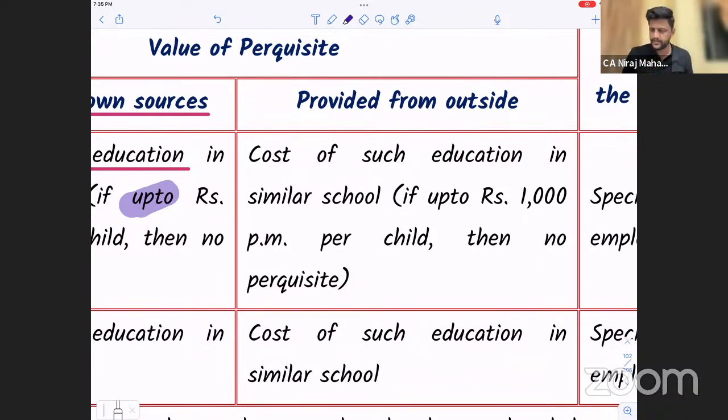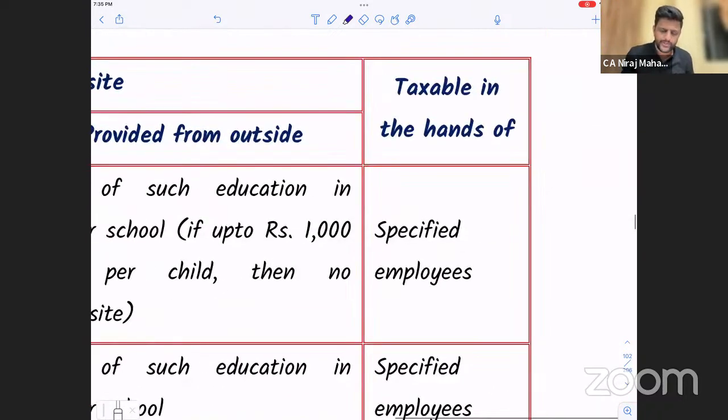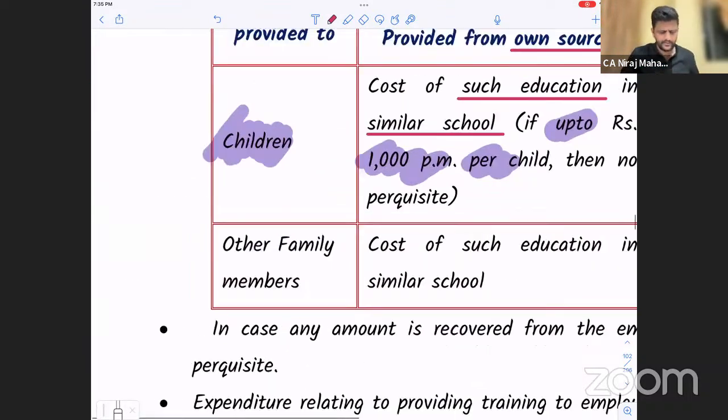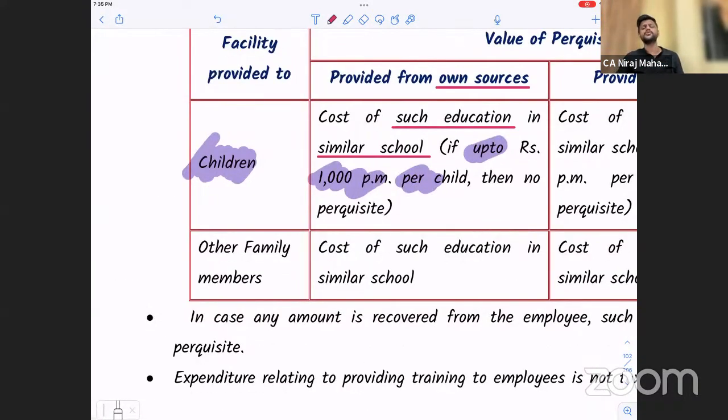Clear till here? It is taxable only for which type of employees? Specified employees. That means not taxable for non-specified employees. Fine till here, all of you? Second, for other family members apart from children, fair market value is fully taxable.